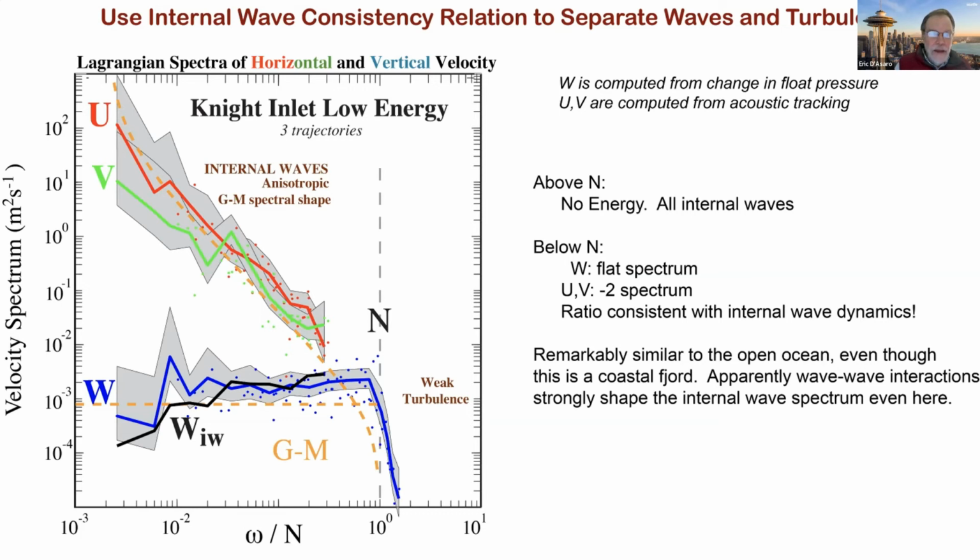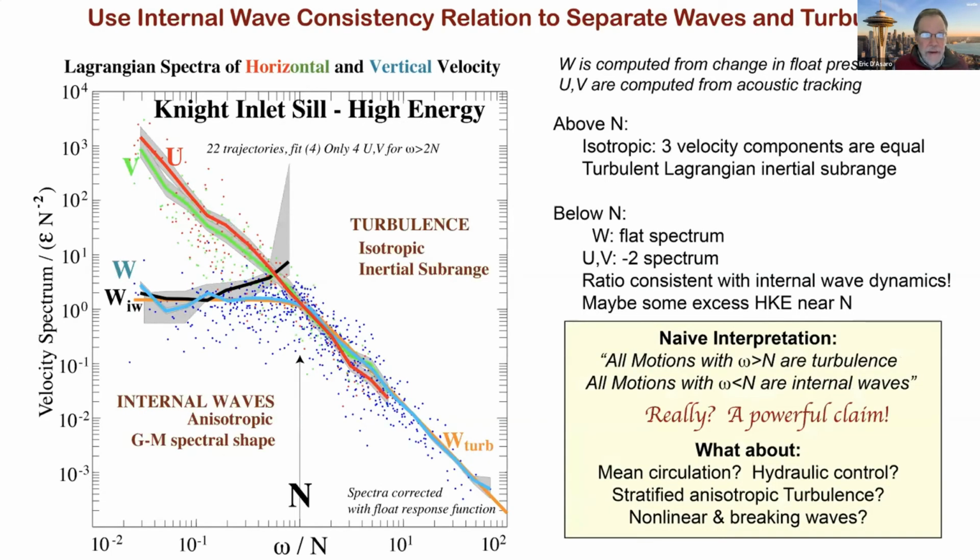Now, instead of the low energy part, let's go to the high energy part. Same plot. This is near the sill. It isn't that different. The biggest difference is, here's the buoyancy frequency, here's N. If you look at frequencies above N, which can't be internal waves, but can be turbulence, you have three components, U, V, and W. They all have the same level. That's isotropy. And they all have a -2 slope, which is an inertial subrange. So this sure as heck looks like isotropic turbulence, and so I'm going to interpret it as that.